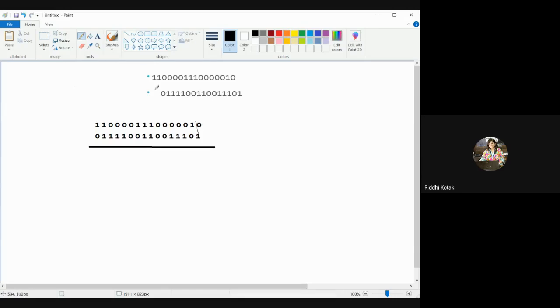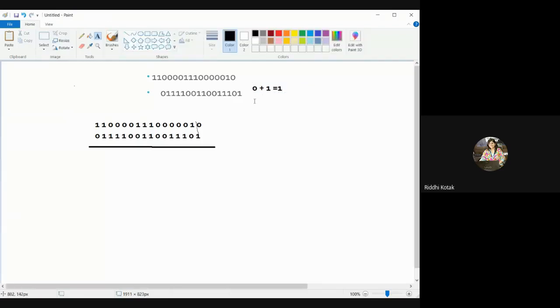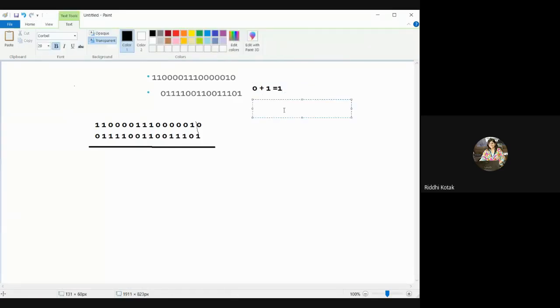So 0 plus 1. Let me write it over here so that it will be very easy. 0 plus 1. This is the binary summation rule, so you have to remember it. Then sometimes you will get 0 plus 0, so that you have to consider as 0.